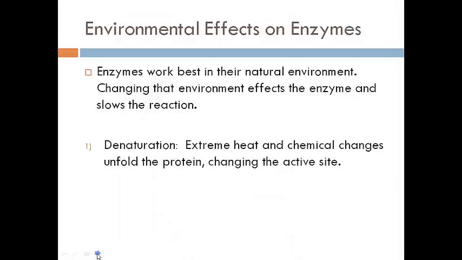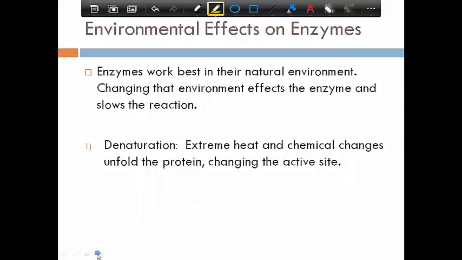Next, two types of ways that the environment can affect the enzyme. First one is called denaturation. Very important word to remember. Denaturation just means that the protein is going to unfold. Right? Why is that a problem if the protein starts to unfold? In other words, it starts to change shape.